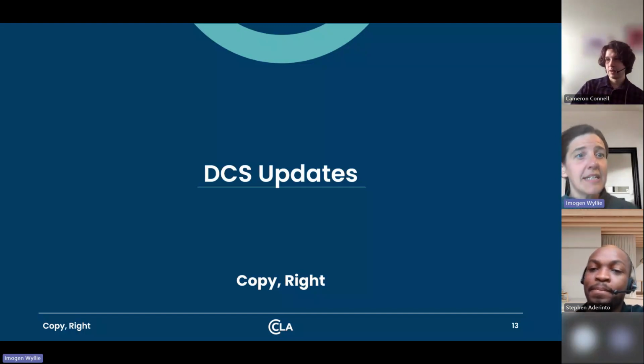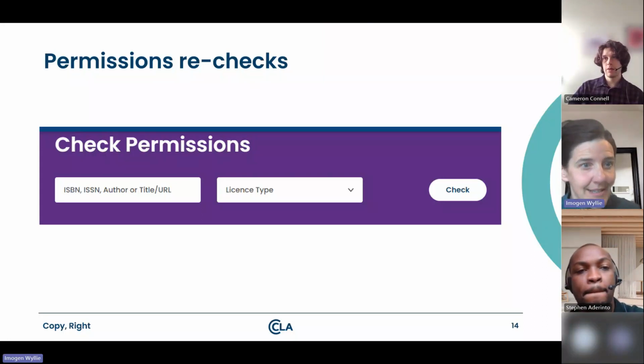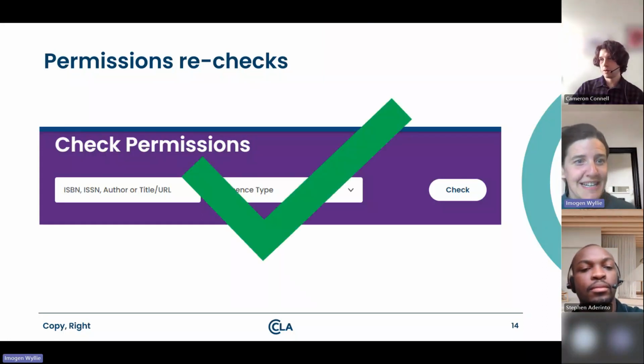So DCS updates. Okay, first up, just check permissions. We have now completed these for all HEIs. Just to say, if you think there's anything outstanding for your institution, please let us know. As far as we're concerned, this is the end of the 22-23 academic year tasks, and so hopefully you're now well on your way to feeling ready for the new year, 23-24.